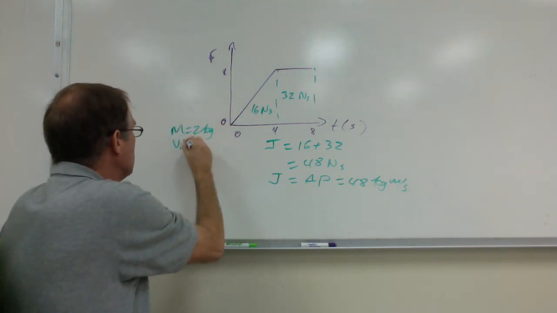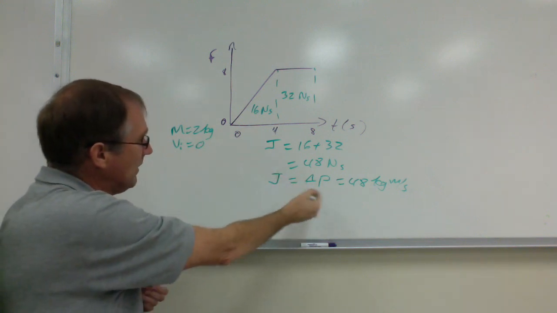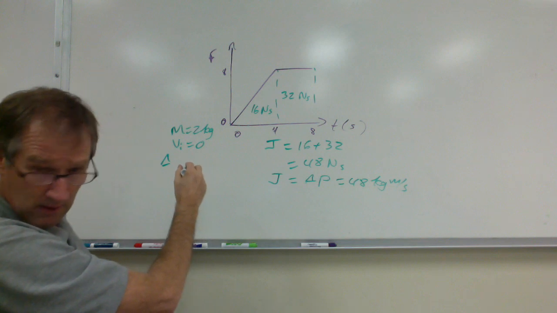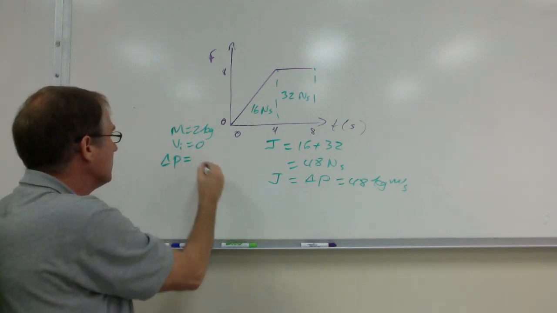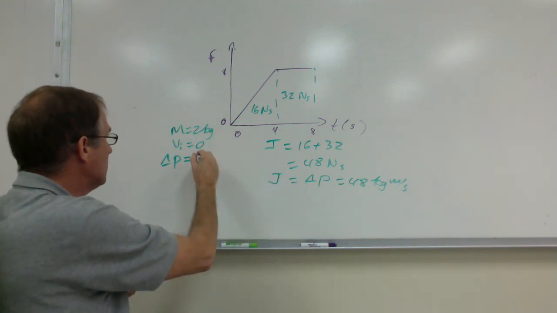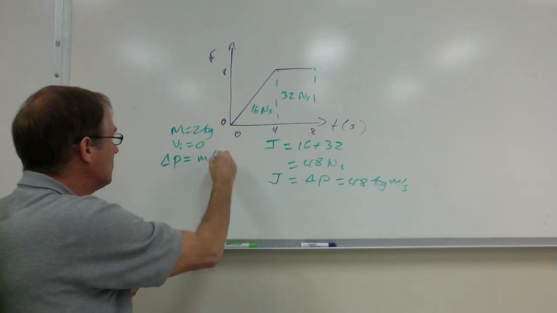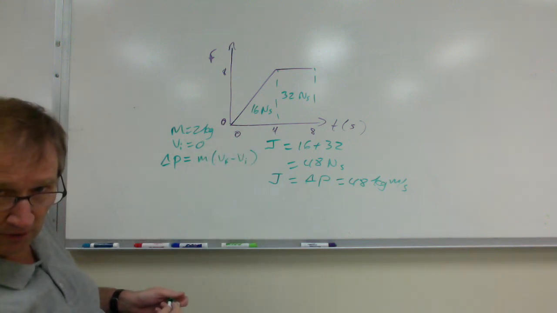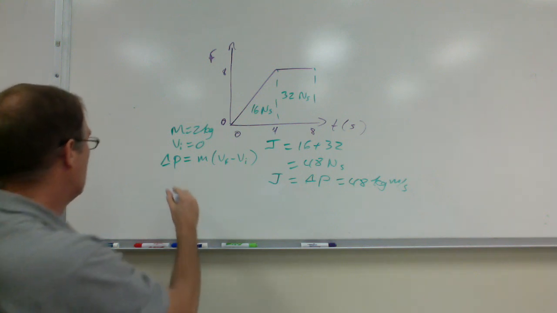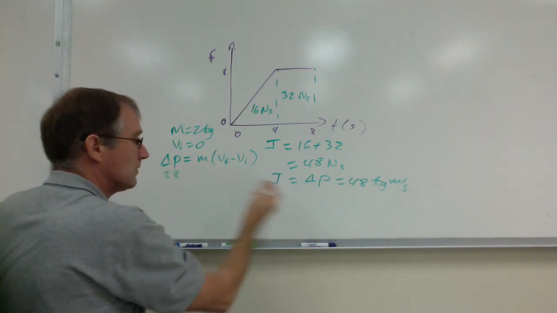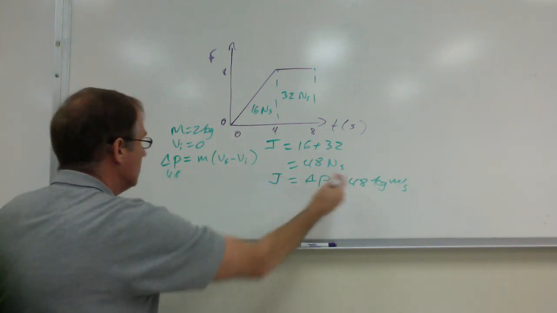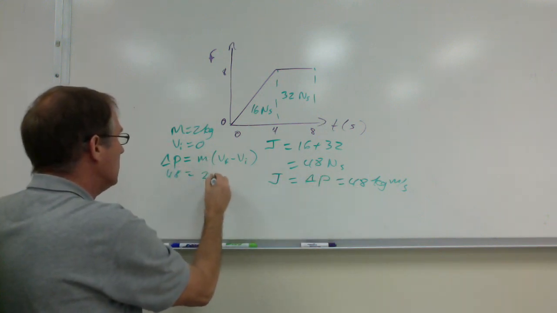So the initial velocity is 0. I just calculated that the change in momentum is 48. So delta P, which is 48, equals the mass times the change in velocity. Remember, change in anything is always final minus initial, without exception. So this is 48, that's that. The mass is 2.